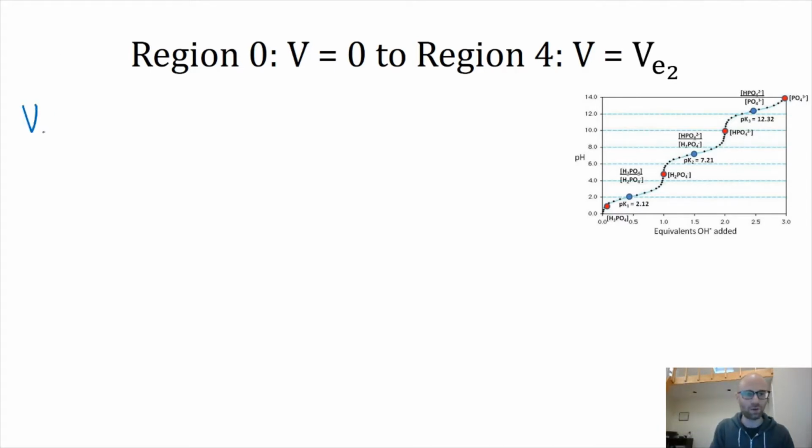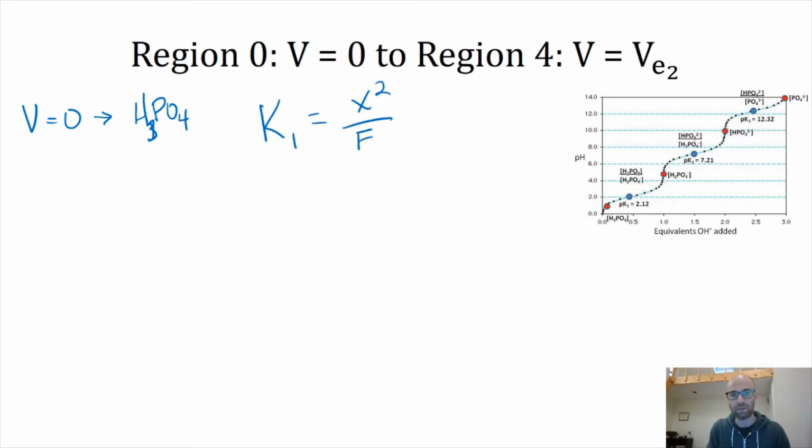For region 0, it's all H3PO4. Just like we did before, even though it's a polyprotic weak acid, we really only consider the first equivalence. So K1 equals x squared over F minus x, where x is equal to the H plus concentration.